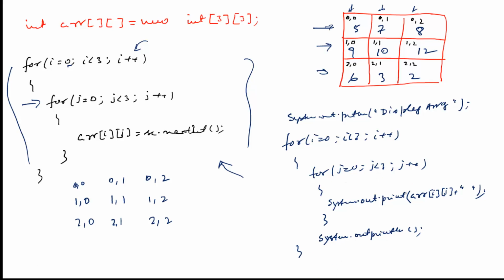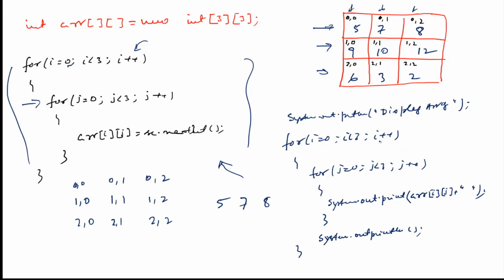Okay, in this way it will print this 0 0 here because I0 J0, so it will print the 5, okay. Then here I remains 0 and then J becomes 1 here, so this value will be printed here, 7. Then I0 and J becomes 2 here, so it will print 8. And after J2 it becomes J3, then it comes out from the loop, then it enters into this loop.